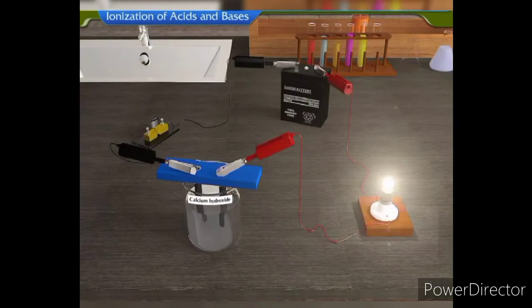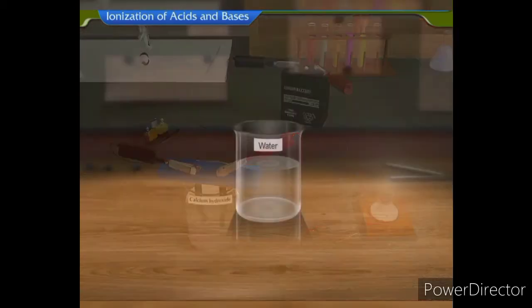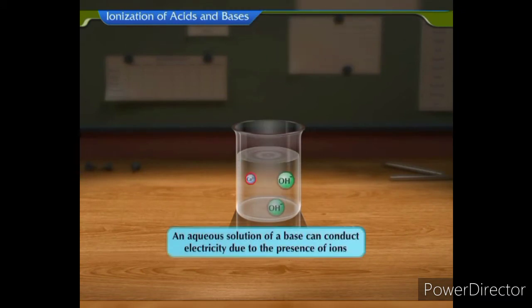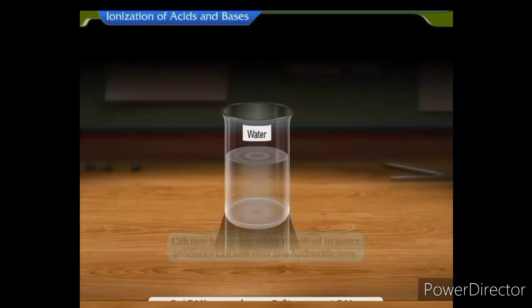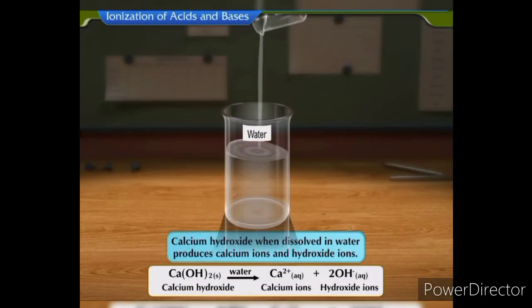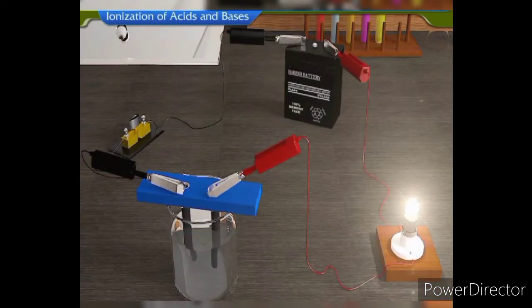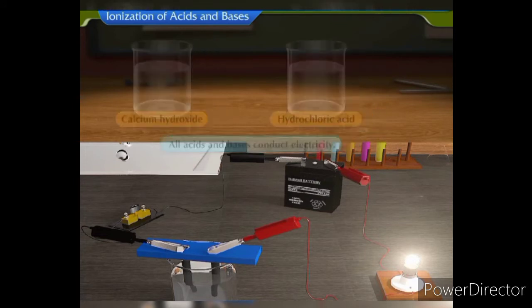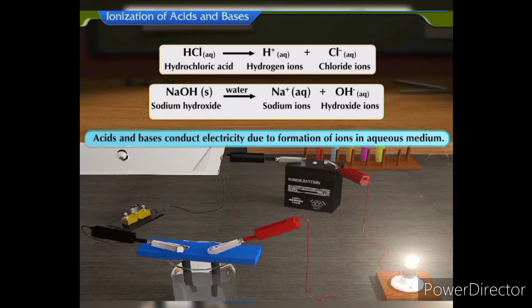Let us repeat this activity using a basic substance, calcium hydroxide. What do we see? The bulb glows. An aqueous solution of a base can conduct electricity due to the presence of ions. Calcium hydroxide, when dissolved in water, produces calcium ions and hydroxide ions, which conduct electricity. We can conclude that all acids and bases conduct electricity. Acids and bases conduct electricity due to formation of ions in aqueous medium.